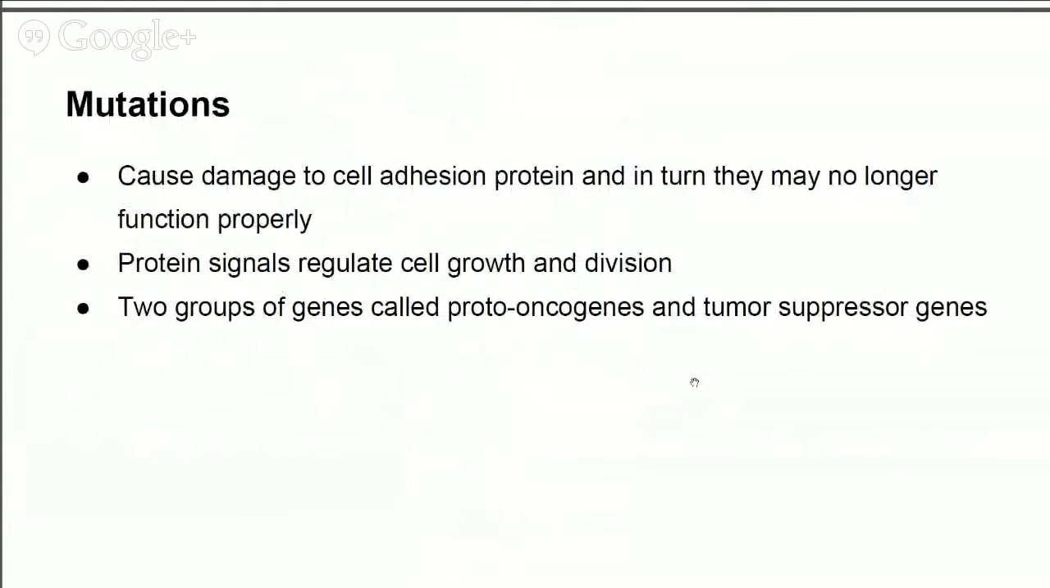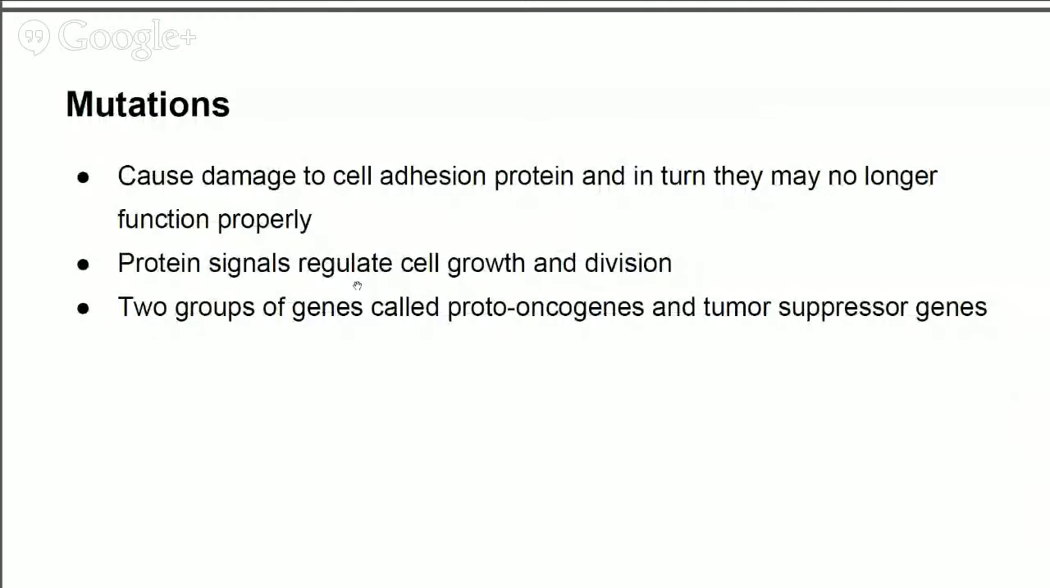Mutations cause damage to cell adhesions. So basically, they will no longer be able to function properly. They will not be able to adhere to one another. So you could say that the mutation decreases adhesion. In a normal cell, a protein signal would regulate cell growth and division, and once it needed to stop, it would tell the cell to stop, but a mutated cell would continue to grow, it would ignore the signals.